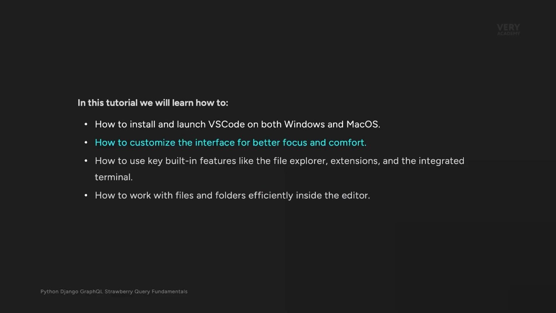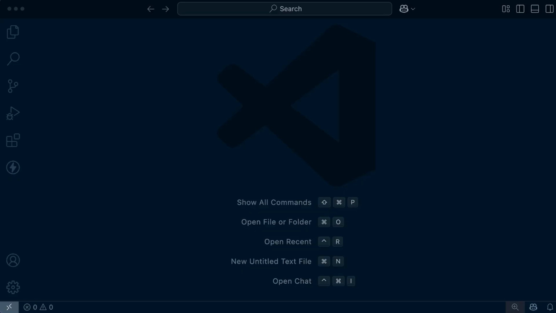Okay, so now we have it installed and we have launched Visual Studio Code. Let's talk about how to customize the interface for better focus and comfort. Now, everyone is going to have their own preference as to how they want to visually present code and other resources here in this Visual Studio Code interface. Something you probably noticed straight away is that the color of my Visual Studio Code windows is slightly different to yours, and that's because I have a theme installed, which I will cover a little bit later. But let's first of all talk about some basic interface configuration.